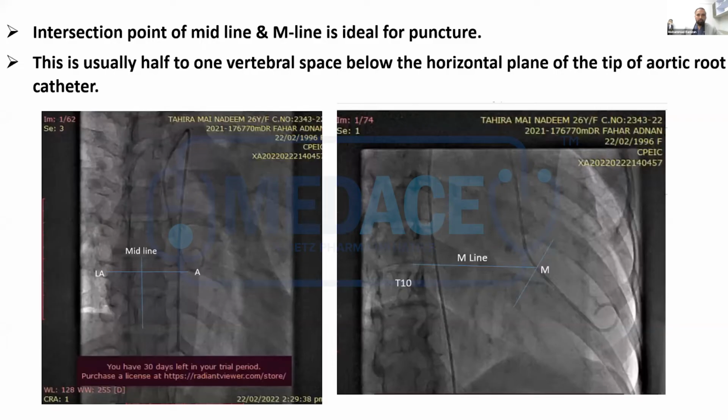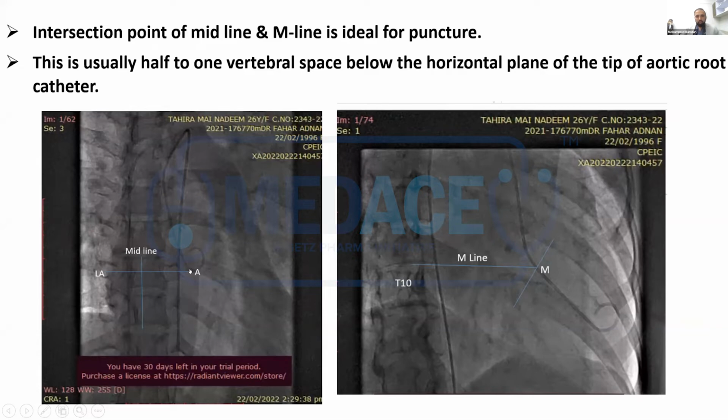So our ideal puncture site is the intersection point of the vertical midline and the horizontal M line. And this, usually in the frontal or AP view, is half to one vertebral space below the horizontal plane of the tip of the aortic root.